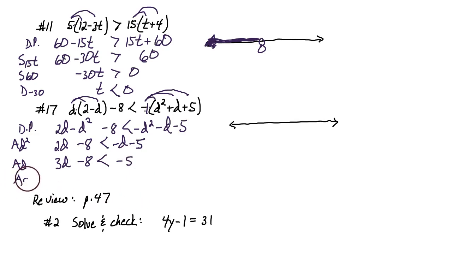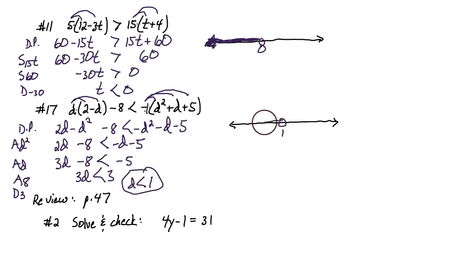Next step, add 8 to both sides. 3d is less than, and negative 5 add 8 is 3. Final step, divide by 3. So we get d is less than 1. To graph that, locate 1, open dot, shade to the left.